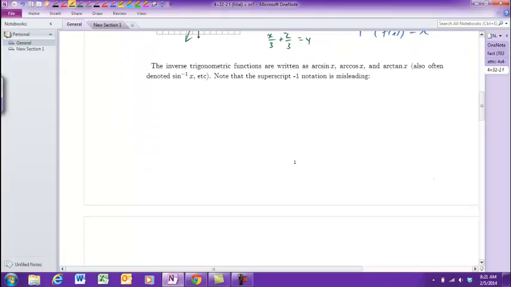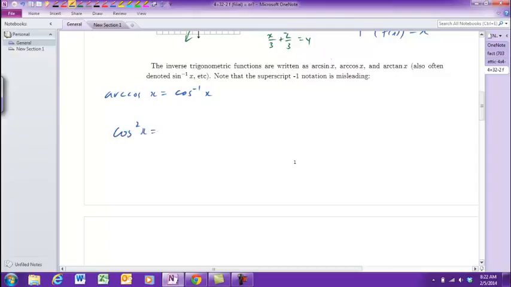Now the inverse trig functions are written as arcsine of x, arccosine of x, and arctangent of x. And we also write them as sine inverse of x. So in particular, these mean the same thing. If I write arccosine of x, that's the same thing as inverse cosine of x. I prefer the arccosine notation though, because this inverse notation is a little bit misleading, and let me explain why.